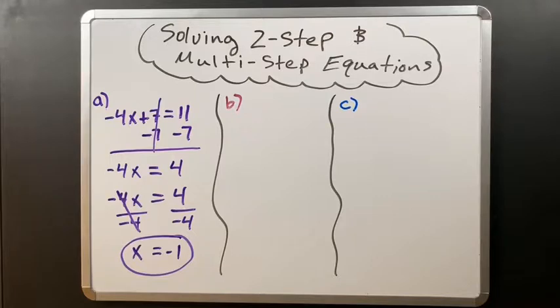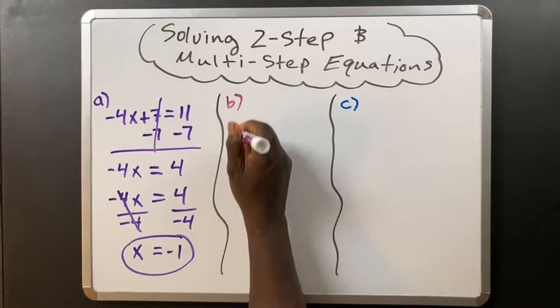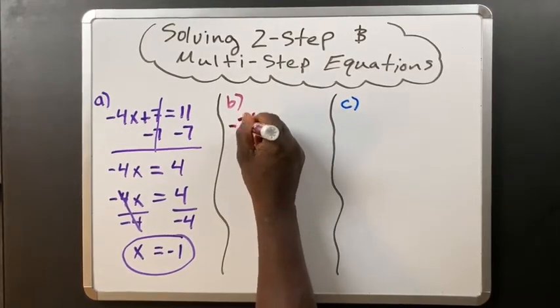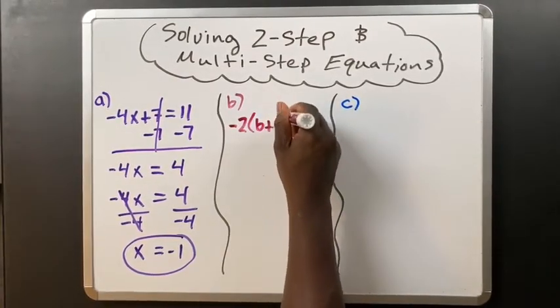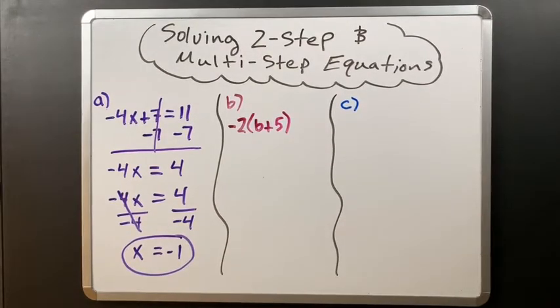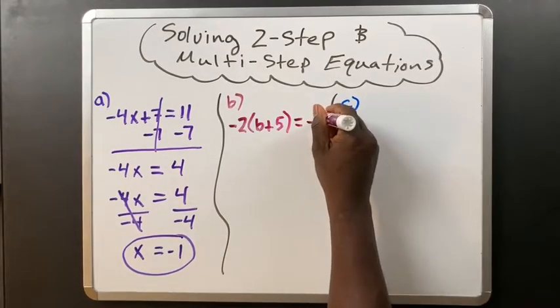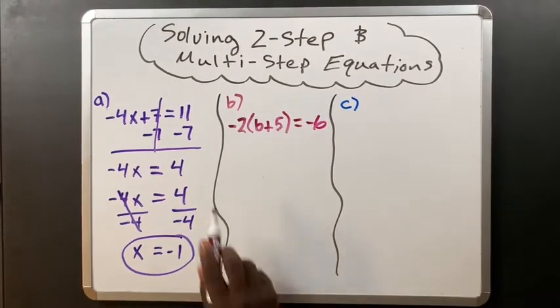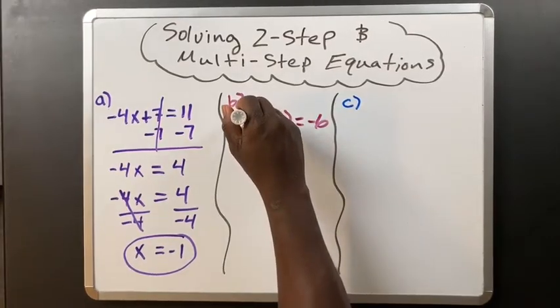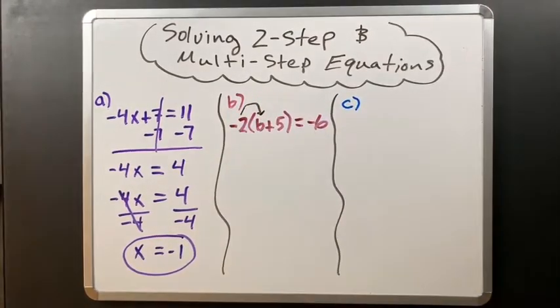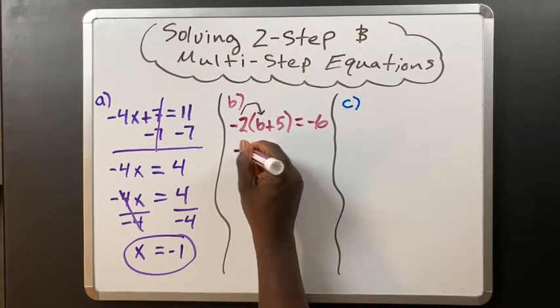Now let's take another type of equation that involves the use of the distributive property. Here we have negative 2 times the quantity of b plus 5, and we're going to set that equal to negative 6. Now, before we do anything, we want to get rid of the parentheses, and so we're going to use the distributive property, and we're going to multiply this negative 2 times the b right there. When you multiply that, you get negative 2b, or negative 2 times b.